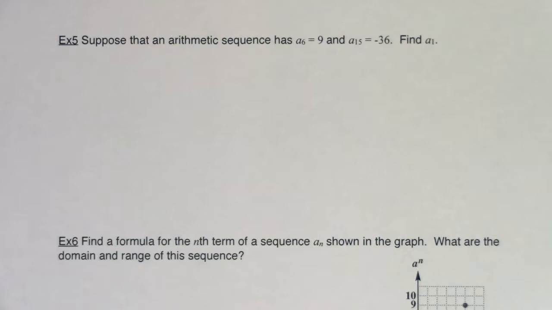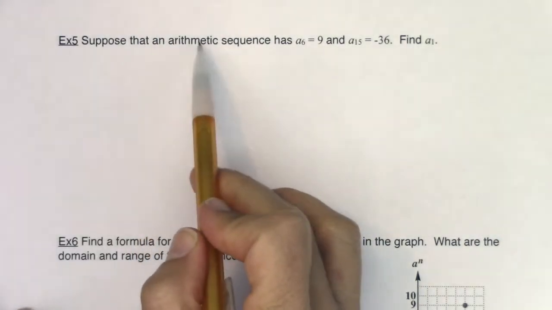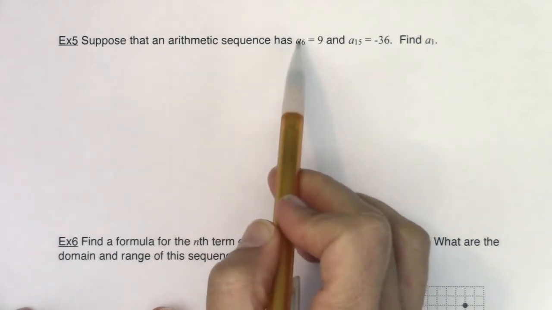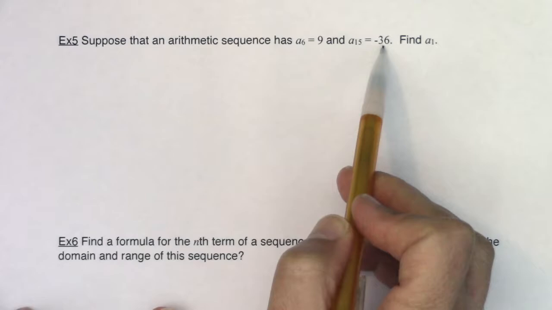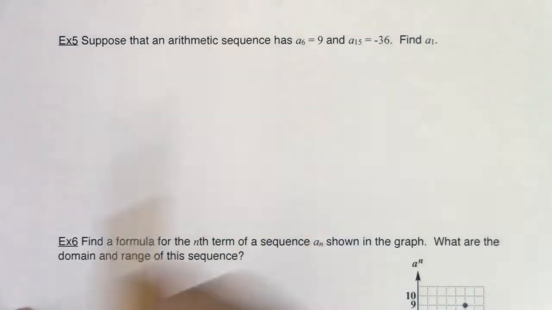Math 31, welcome to example 5. So let's see what we got. It says, suppose that an arithmetic sequence has its sixth term equal to 9 and its fifth term equal to negative 36, and it wants me to find the first term.